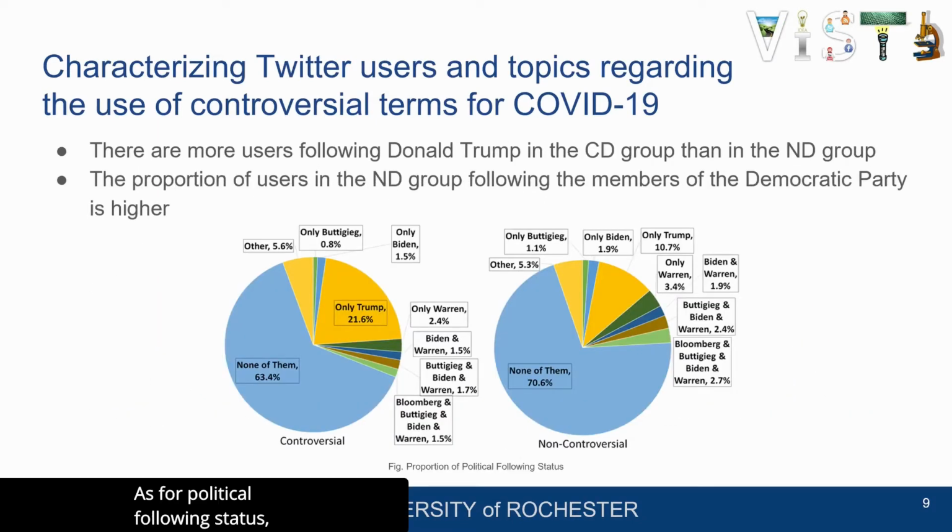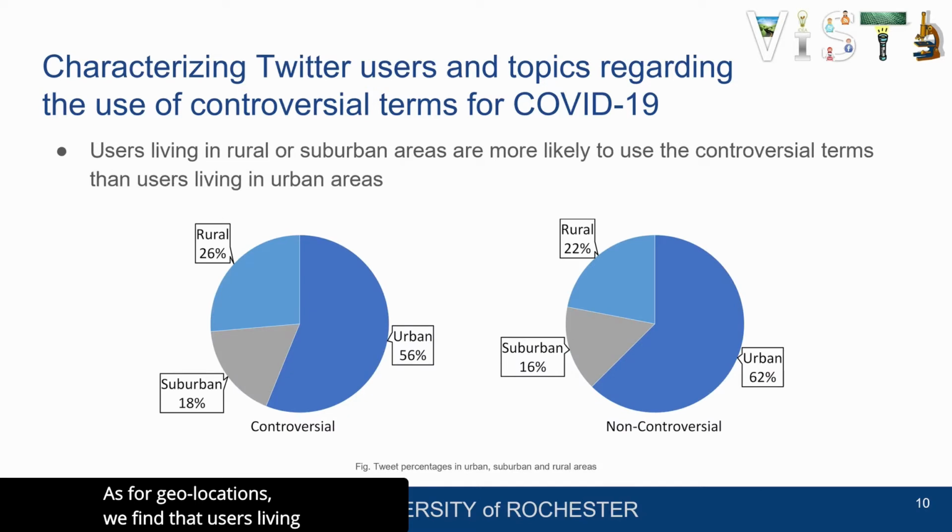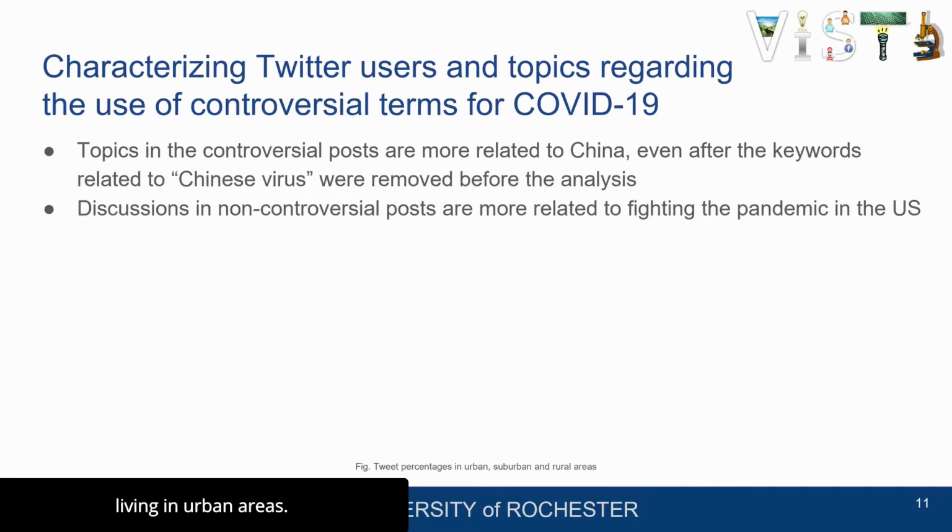As for political following status, there are more users following Donald Trump in the CD group than in the ND group. The proportion of the users in the ND group following the members of the Democratic Party is higher. As for geolocations, we find that users living in rural or suburban areas are more likely to use the controversial terms than the users living in urban areas.